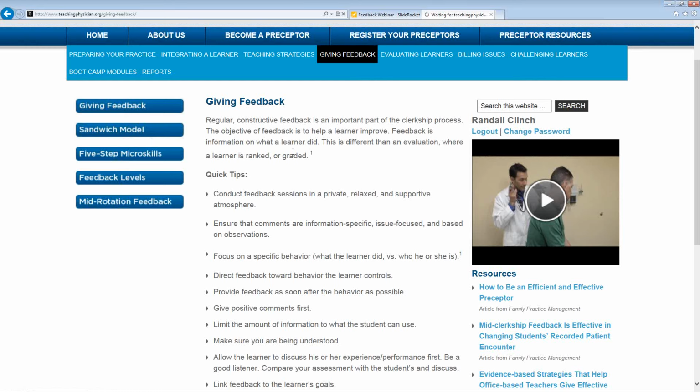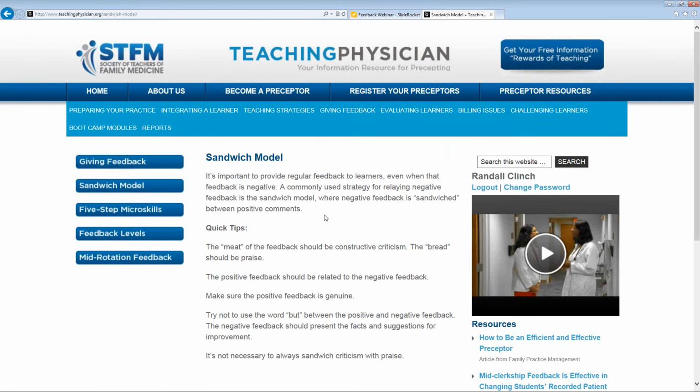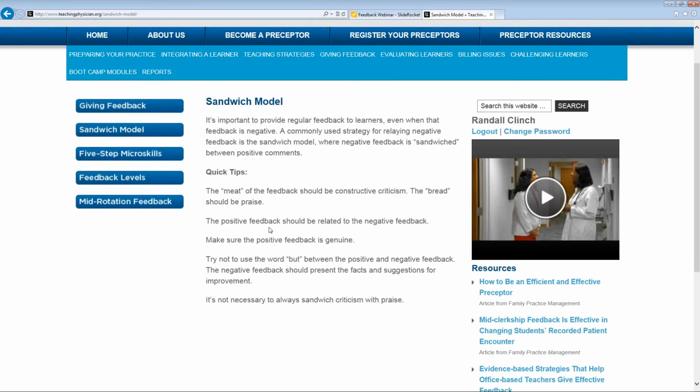and just like we talked about with that sandwich model, this is just the brief little summary of the sandwich model. It's the bread and the meat, the positive feedback, sandwiched with the negative feedback, making sure it's genuine, not using the word but between the statements. So, now let's talk about your cardiac exam, not but your cardiac exam needs to be improved, right? So it's a different way of receiving things.